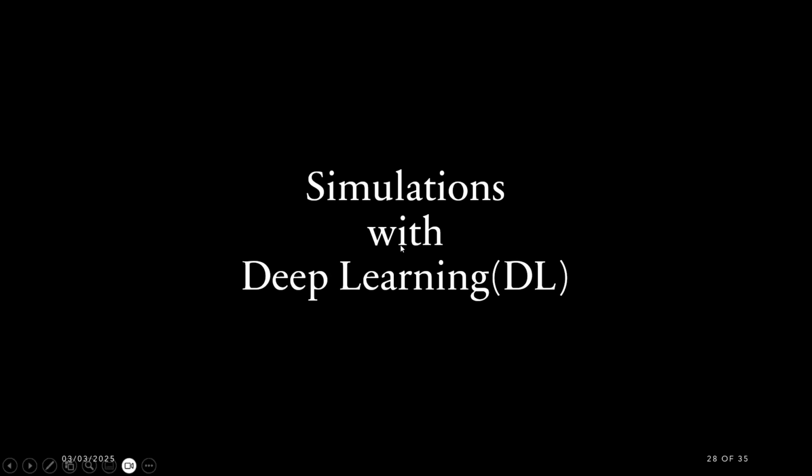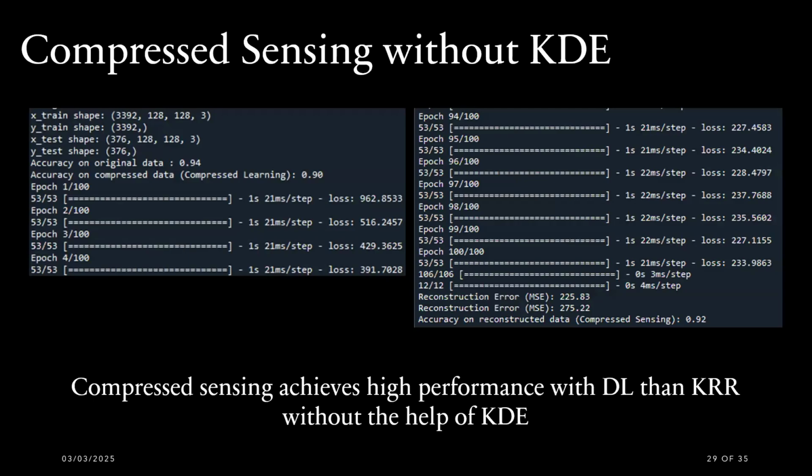So now I'm going to replace KRR with deep learning. It's very interesting. When you do deep learning with the same data, 94%, and the compressed learning is 94, but it keeps learning, as you can see here. Eventually it reached a reconstructed error almost equal and also much lower. And the accuracy is 0.992, even without KDE. So you don't really need KDE if you use deep learning. That's the beauty of deep learning.